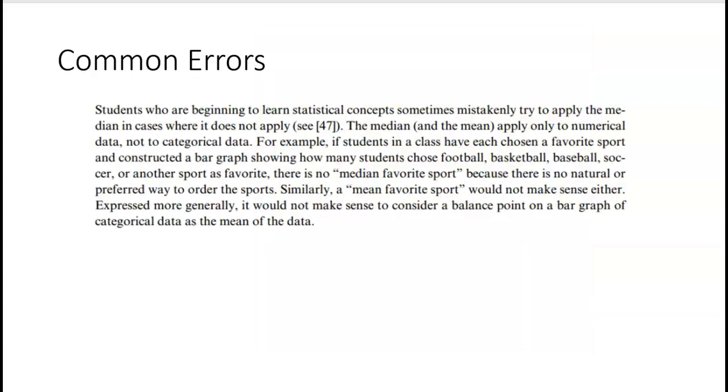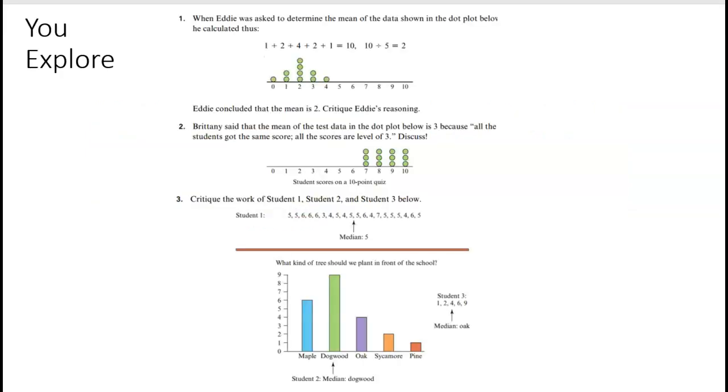Some common errors. Students who are beginning to learn statistical concepts may mistakenly try to apply the median where it doesn't apply. First, the median and mean apply only to numerical data, not categorical. If we're asking about favorite sport and they draw a bar graph, they might say a median favorite sport. It's not possible. You cannot have a mean favorite or a median favorite. It doesn't make sense. It would not make sense to consider a balance point on a bar graph of categorical data. Explore this here and then press play when you are done.